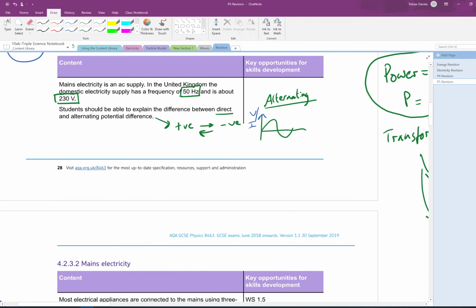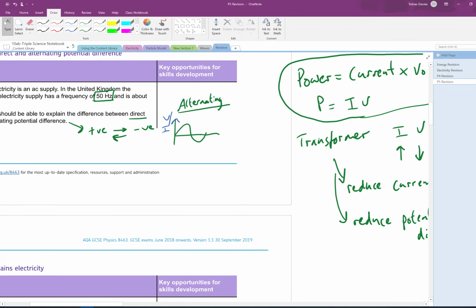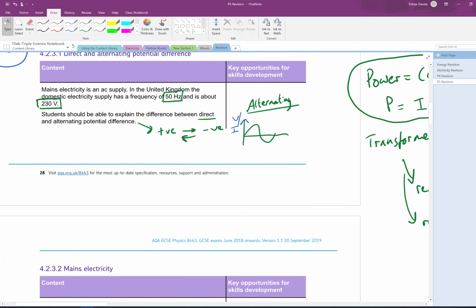So when you look at mains electric, okay, the sort of average voltage, or the voltage that we say it has, is 230 volts, okay, so it acts like it's 230 volts DC equivalent, and the frequency is 50 hertz, which means it does 50 oscillations every second, okay, so it goes positive and negative 50 times in a second.